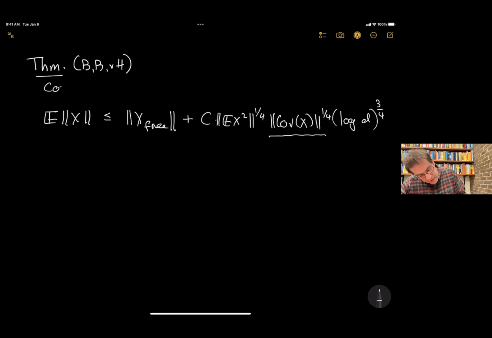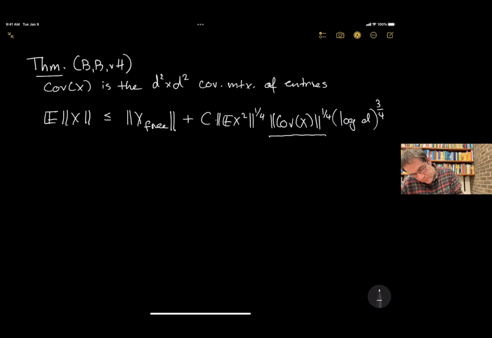And what is the covariance matrix of X? X is a D by D random matrix, so it has D squared entries. We can just think of those D squared entries as being a bunch of Gaussians, and they have a covariance matrix. This is the D squared by D squared covariance matrix of the entries of X. So if we think of the D squared entries of the matrix X as a Gaussian vector, it has a D squared by D squared covariance matrix, and we can take its largest eigenvalue. That's the norm of the covariance matrix of X.